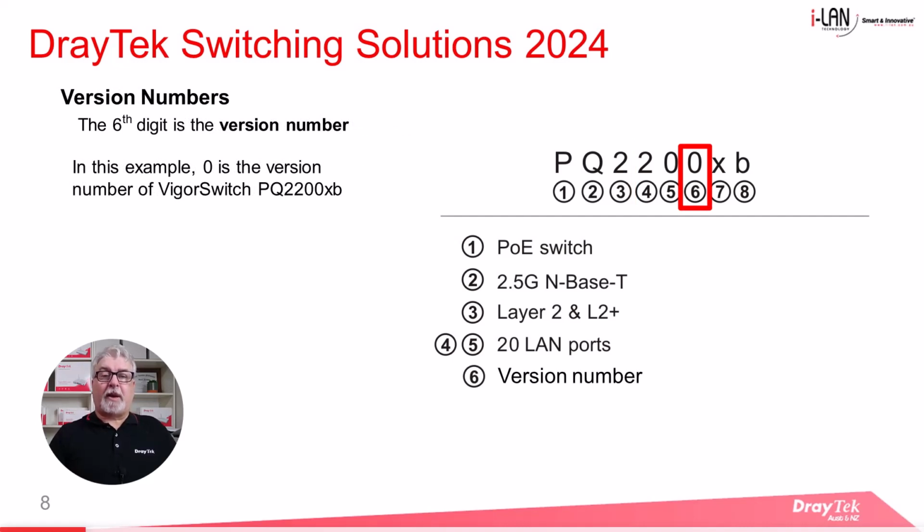Sometimes a product needs to be updated with a new chipset or mainboard or something, while keeping everything else the same, so manufacturers will release it with a new version number so they know which is which. That's why you see V1, V2, V3 and so on with some products. For our PQ2200XB here, we have a 0, so we know it's the first of its kind.